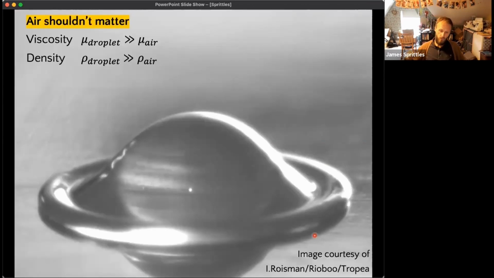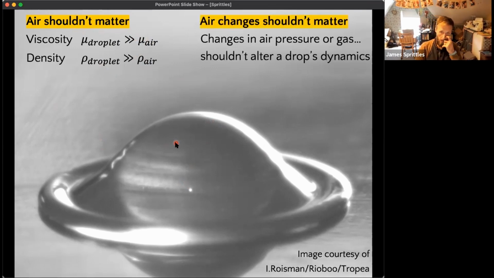The prevailing view maybe 20 or 30 years ago was that the air shouldn't matter, and you can convince yourself of this relatively easily. If you look at a droplet of water, which is relatively low viscosity, it still has a much larger viscosity than air. Its density is much larger than air. So you could easily convince yourself that the dynamics of the gas, or air in particular, won't have any influence on droplet dynamics. And if this is your belief, then certainly if you change the air pressure or you change the gas surrounding this, that shouldn't alter the drop's dynamics either.